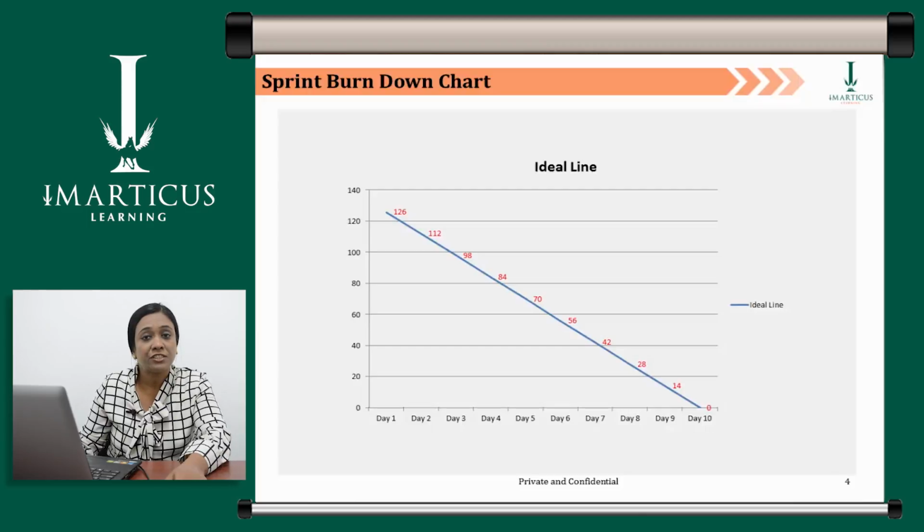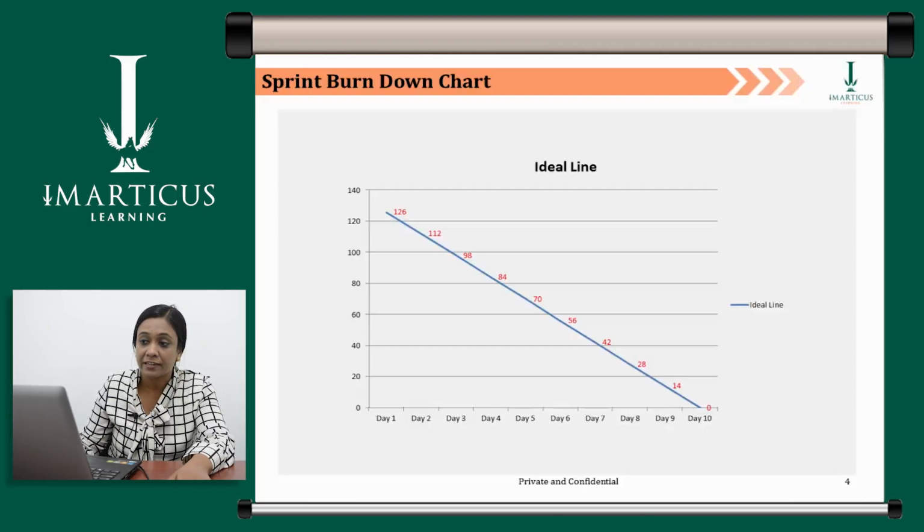One thing which is essential to understand is that the ideal line shows you only the predicted value. This is the estimated value, which means that when the sprint starts and your team actually starts doing the work, it is not necessary that it will be able to achieve 14 hours on a day-to-day basis. Let's look at the next line.